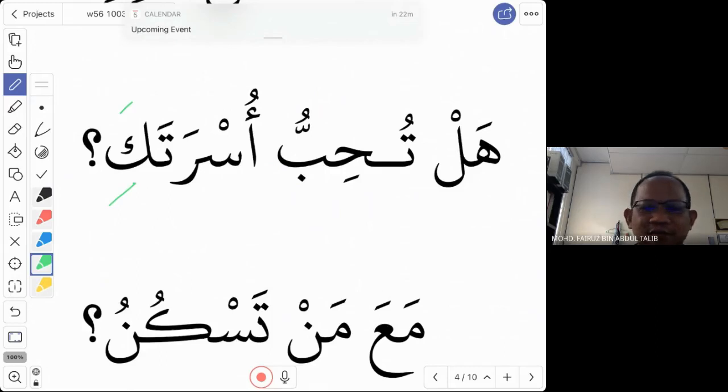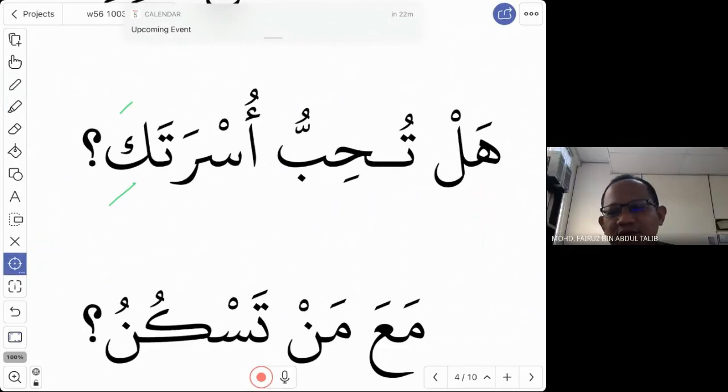Okay, what is the meaning? Do you love your family? Yes, shukran Syahira, that is correct. So this word hal, we have seen this a few times. Hal is used when you want to ask do, is, are, does, and so on. So this is the word adakah. This is the new word that we have learned in the lesson: tuhibbu, which is you love. Hal tuhibbu usrataki, and usra is family, and ka or ki is your. Do you love your family?